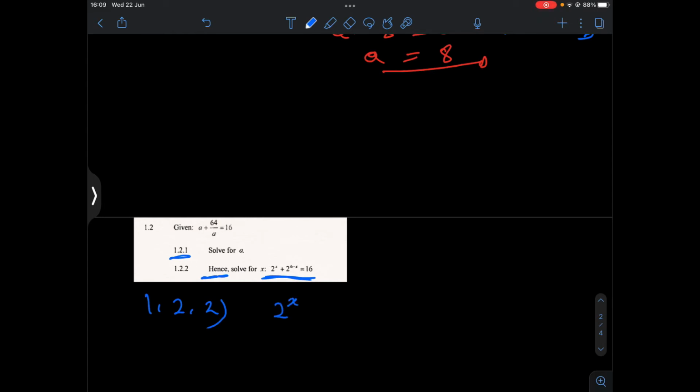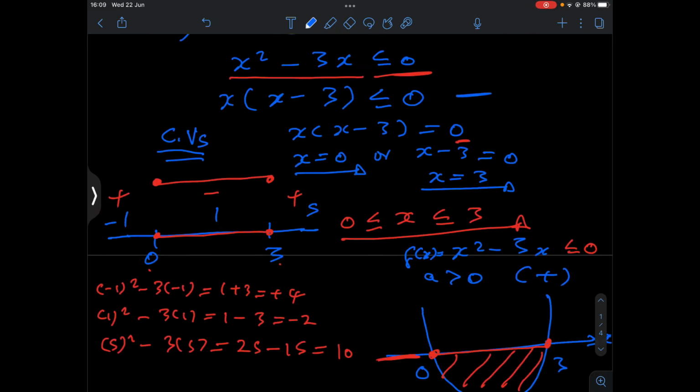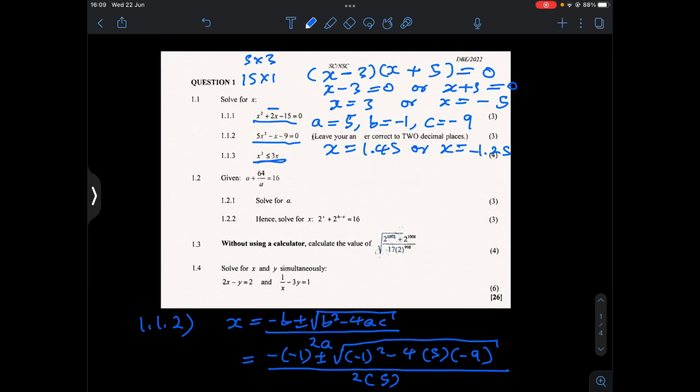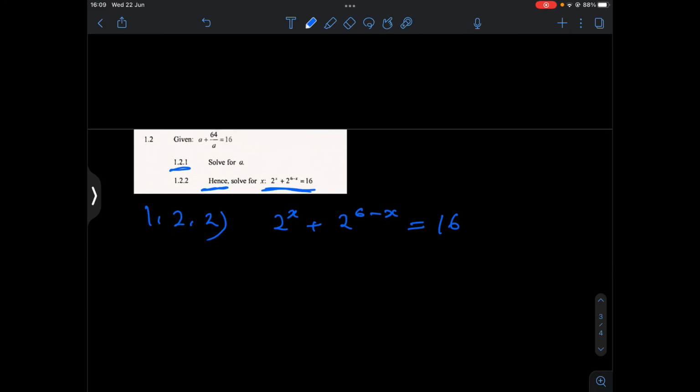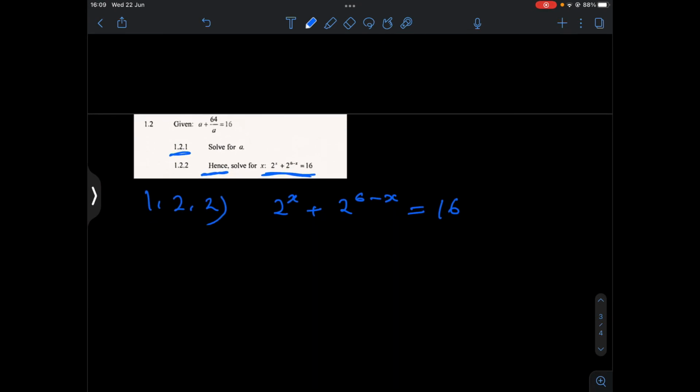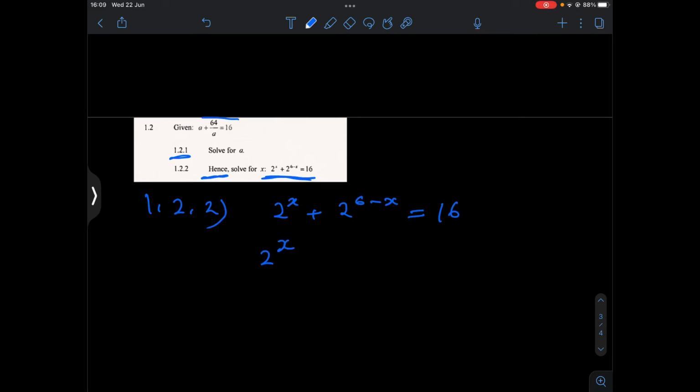So we have 2 exponent x plus 2 exponent 6 minus x equals 16. How many marks does this question have? It only has 3 marks. So let us see how we can solve this question. We are going to try to rewrite it in the form that you see in 1.2, the one that we just solved in question 1.2.1. So do this, that times that, negative x equals 16.